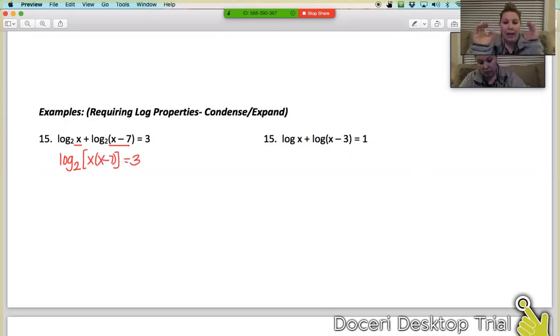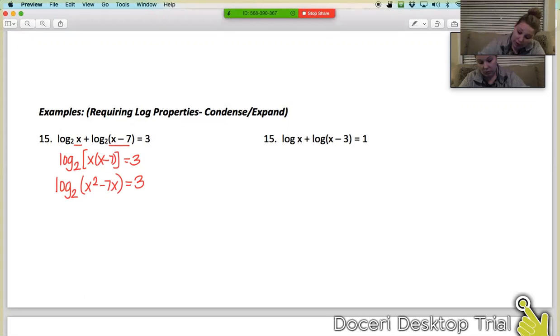Now, I went ahead and wrote that out, but when you start to get the habit of how these are going to work, I go ahead and distribute that x before I even start. So I go straight to log base 2 of x squared minus 7x equals 3. And so you see we've got that x squared in there, which means we're very likely going to need to factor or use the quadratic formula to be able to solve. And it's possible we're going to get more than one solution. It's very likely we're going to get more than one solution.